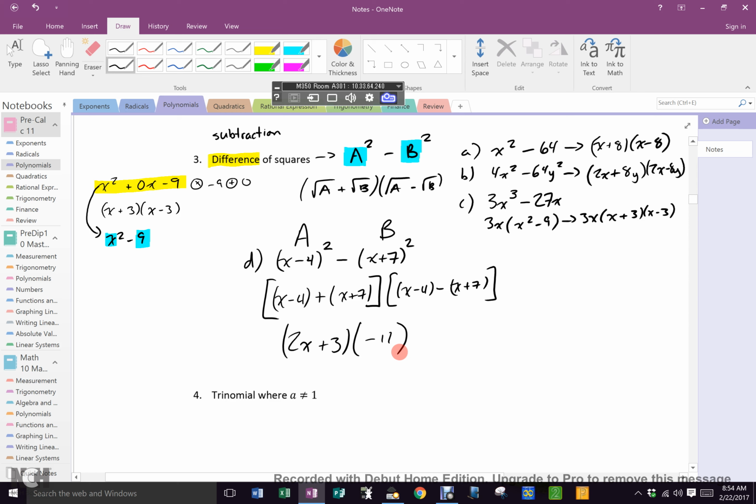Is everybody good with differences of squares? I think you're liars. There's one last kind. What about this? E, x to the 8th minus. Nasty. Nothing changes.